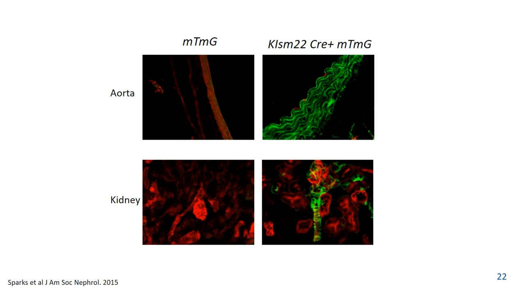Now, we have a prior publication where we had the heterologous transgene SM22 mouse, and that does not hit some of the smaller vessels and really is restricted to large conduit vessels. And for these studies, I'll talk about the knock-in of the KI SM22 Cre mouse.